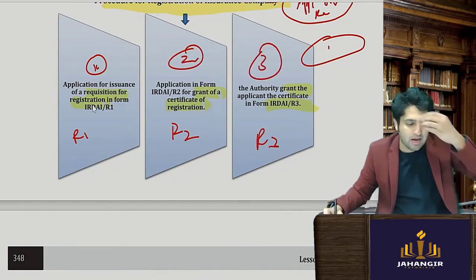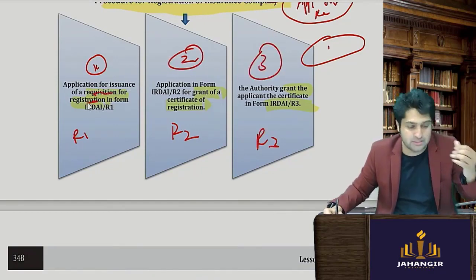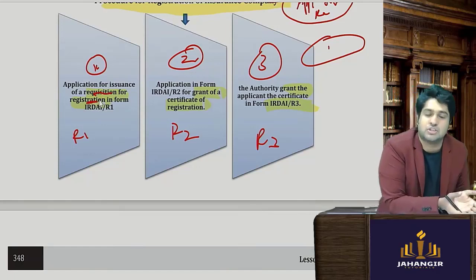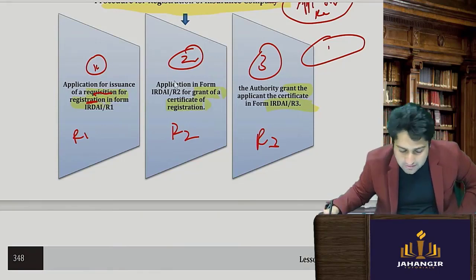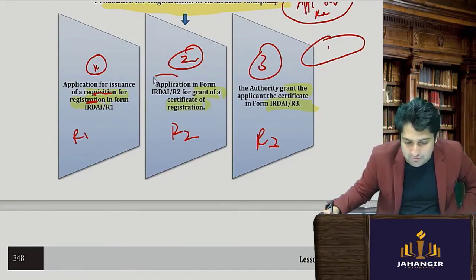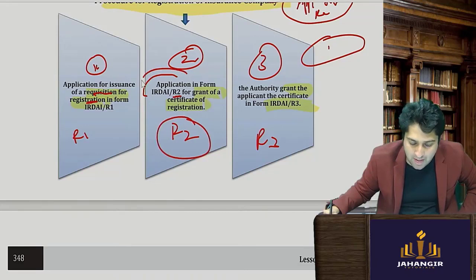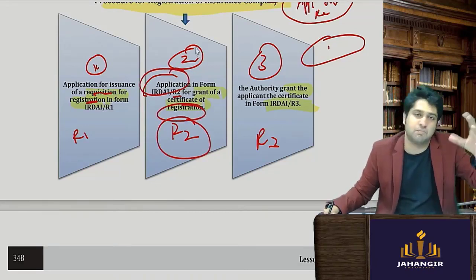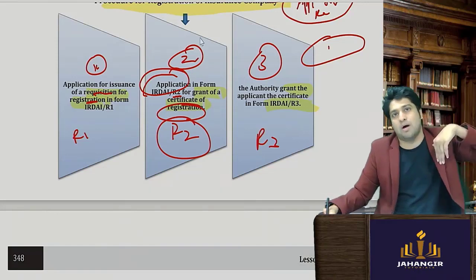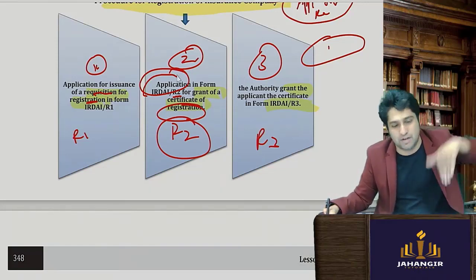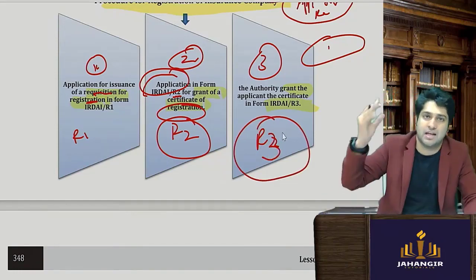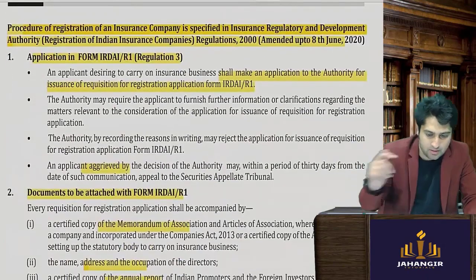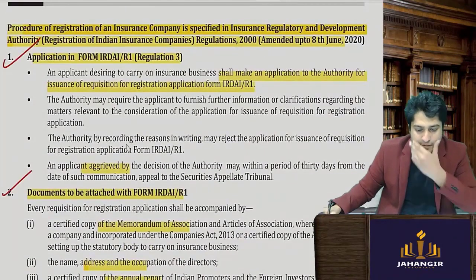Now first, R1, R2 and R3. R1 is basically requisition for registration, कि भाई मुझे registration चाहिए for insurance company, R1. Then they will say okay fine, you have completed the preliminary check, then you will give an application in the form of R2 for grant of certificate. Now you will give an application to get the registration. पहले preliminary checking के लिए करे थे, then I will give the application for registration, and then the registration will be given in R3. So R1, R2, R3. Okay.